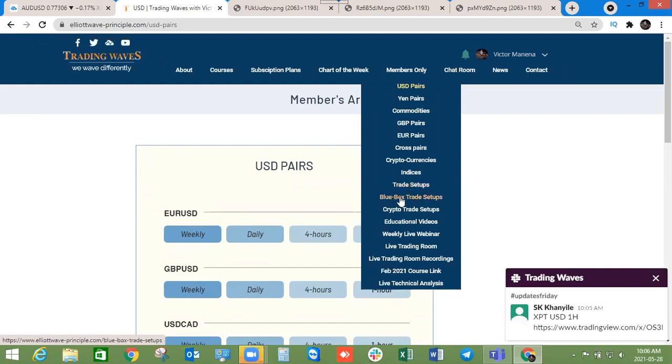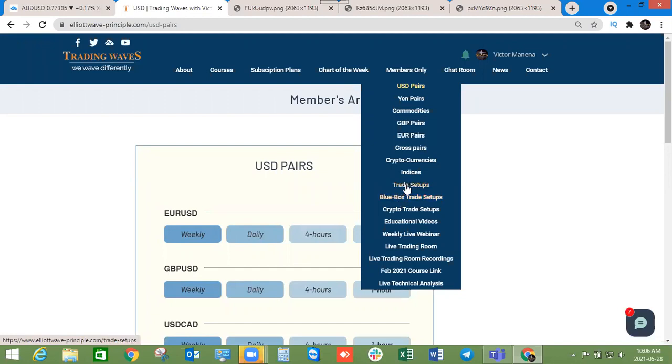We've got a way that we trade the blue box, and we've got a way that we trade the normal strategy, for lack of a better word. Normal is not necessarily the way to describe it, so we can maybe call it the original strategy. So the blue box is the advanced strategy, okay? So we've got those trade setups there.